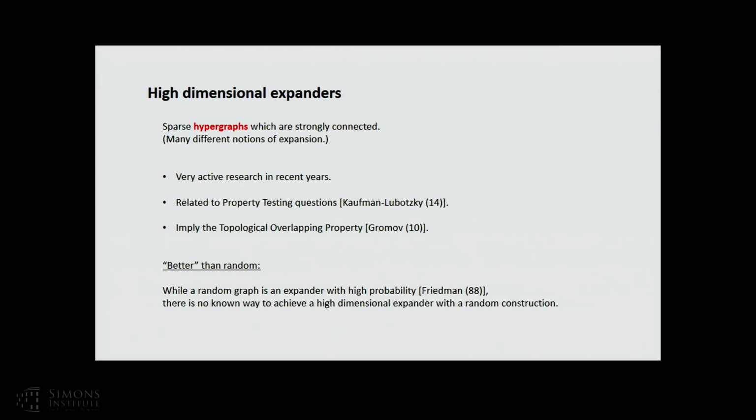And one more thing which I find very interesting is that, in a sense, they are better than random. What I mean by that is that we know that a random graph is an expander with high probability. While when we get to higher dimensions, there is no known way to achieve a high-dimensional expander with a random construction. So in a sense, it's something we cannot get with a random construction, while in graphs, the typical expander is a random graph.